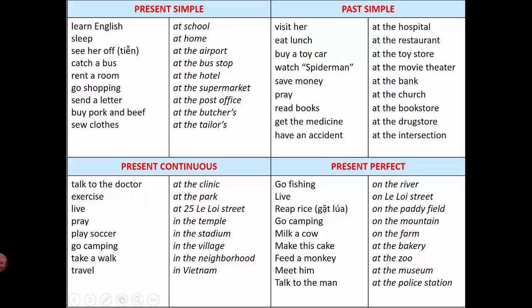Present perfect. Where have you gone fishing? I have gone fishing on the river. Where have you lived? I have lived on the street. All right, now ask your friends. Practice together. Present simple, past simple, present continuous, present perfect. Ask and answer.